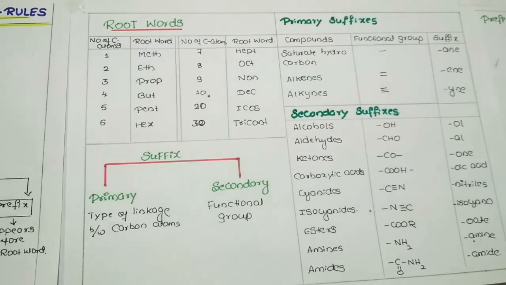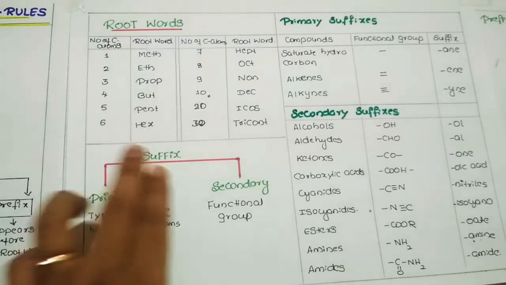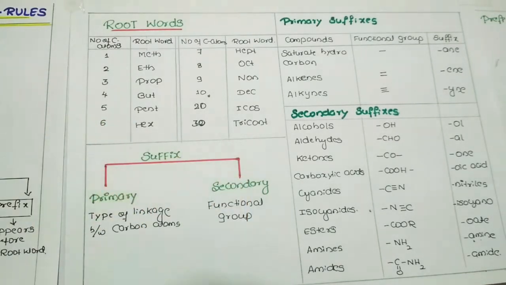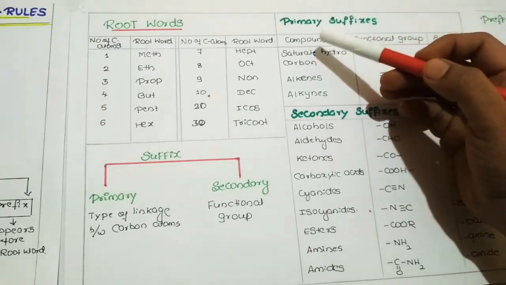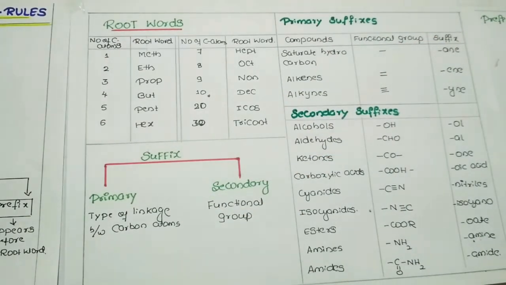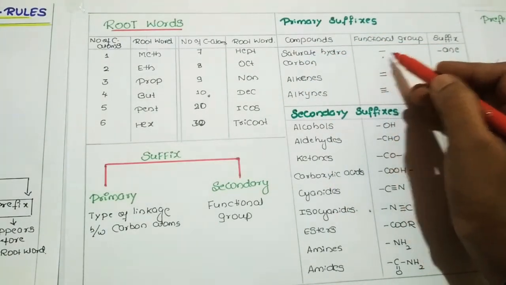Next, as we discussed the suffix, suffixes are of two types: primary suffix and secondary suffix. What exactly does the primary suffix give? It gives the type of linkage between the carbon atoms. Between carbon and carbon, a single bond may be present, a double bond may be present, or a triple bond may be present. If it is a single bond, it is called alkane.